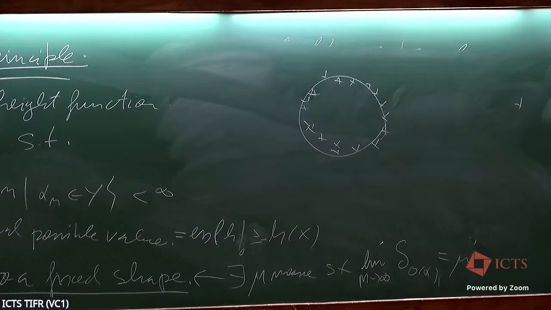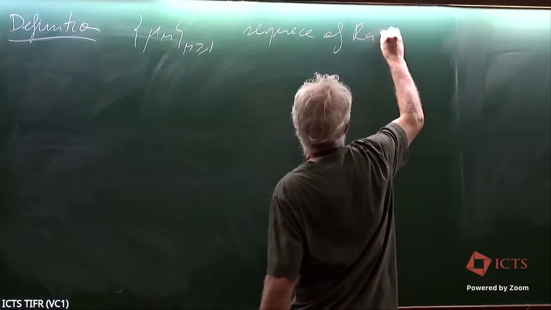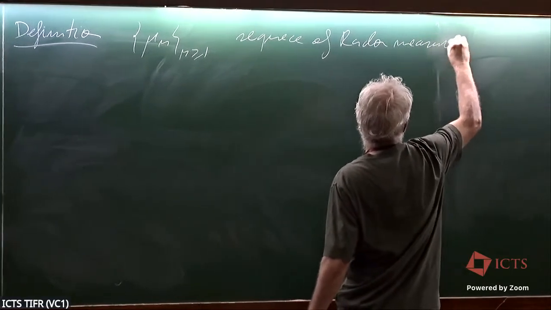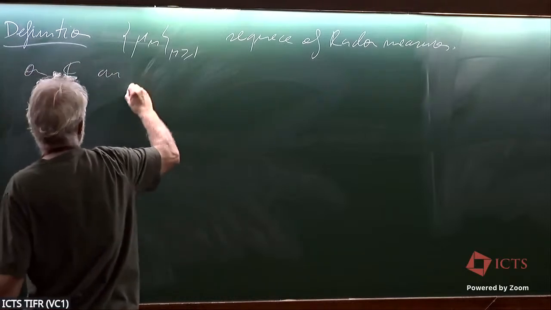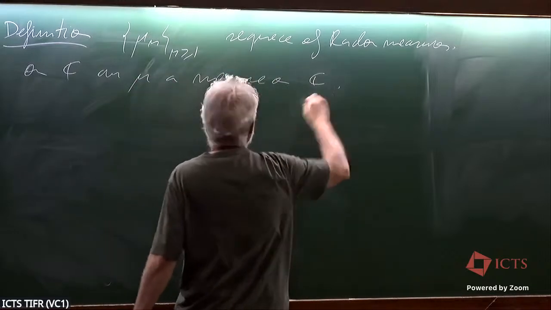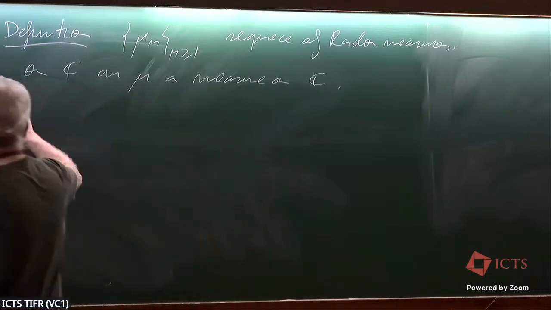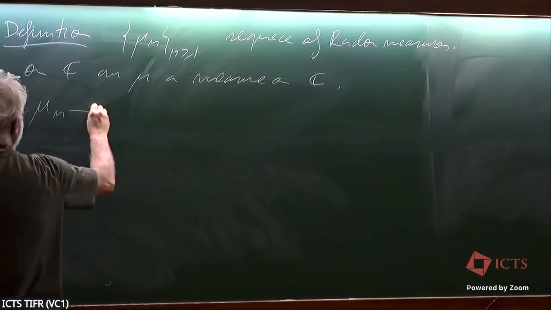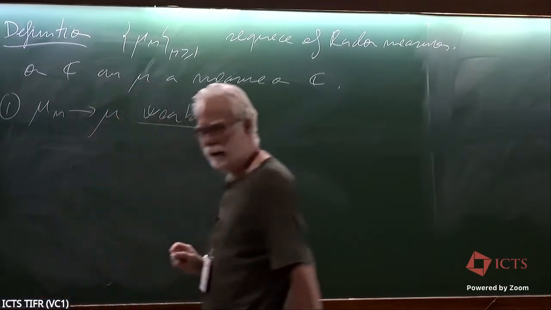So let mu n, for n bigger or equal than 1, be a sequence of measures, and mu a measure on C. I have a sequence of measures and a measure on C, and I want to say what it means that the sequence converges. Then the first part is we will say that mu n converges to mu weakly. The key point here is weakly.